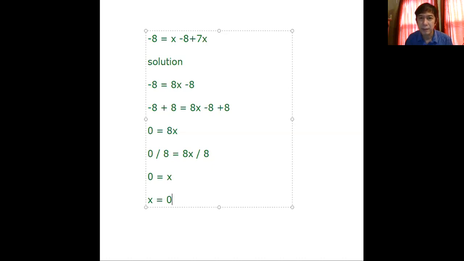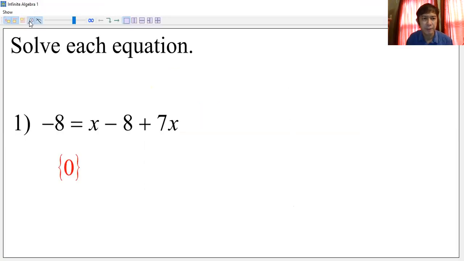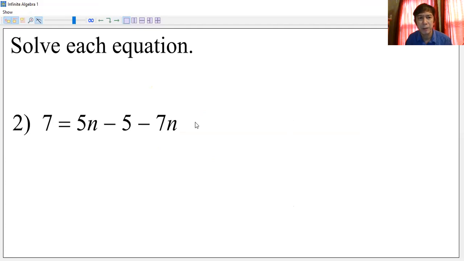All right, so let's find out if our answer is correct by moving to the other screen. Okay, so on the other screen, we'll be able to check that. Let's check the answer. It's a 0, so that means we're correct. All right, so we're going to proceed to the second number. Here's our second number. 7 equals 5n minus 5 minus 7n.